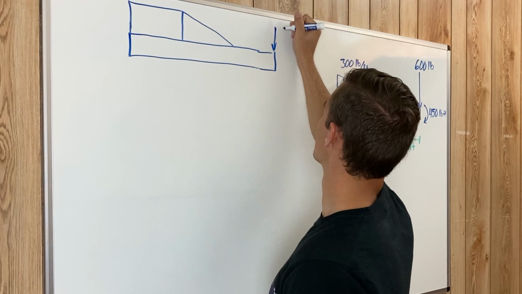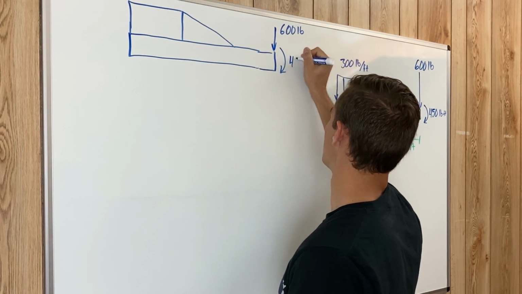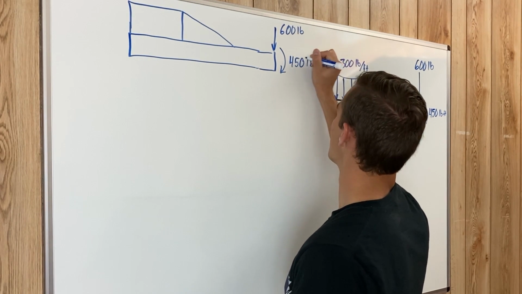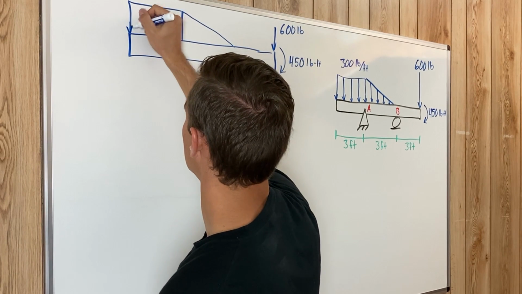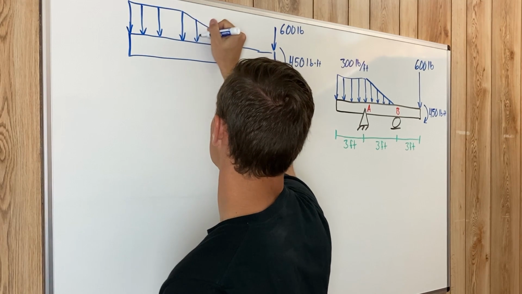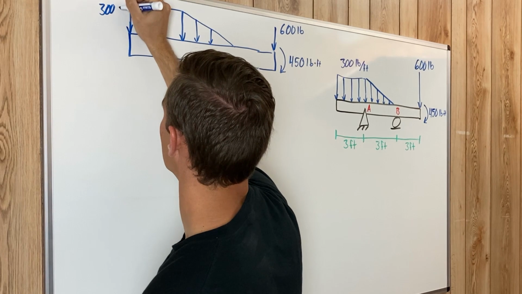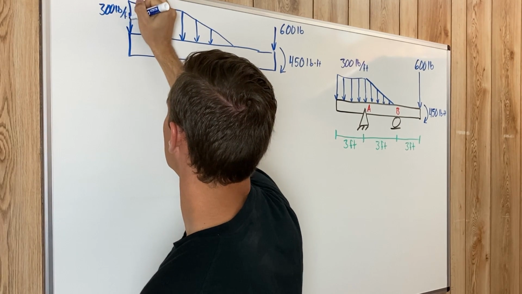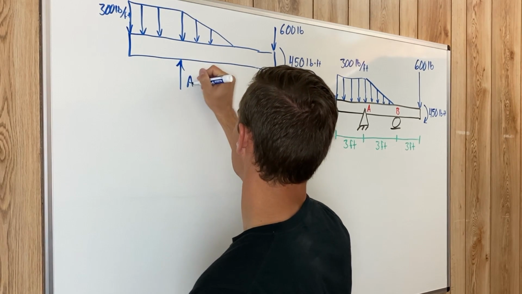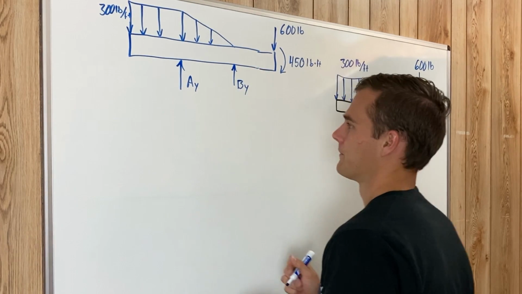And we have our point load, which is 600 pounds, and our point moment, which is 450 pound-feet. And then our distributed load, our flat one, is 300 pounds per foot. And then we have our reaction forces here, 1/3 along the way. We'll call this A sub y, and then we have our one at B, we'll call it B sub y.